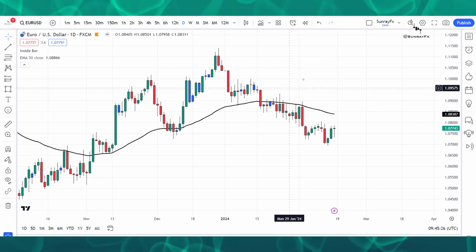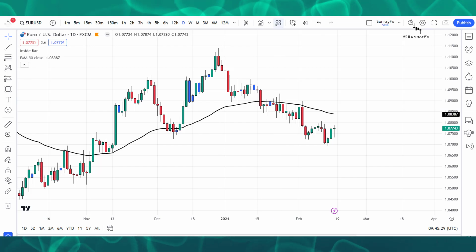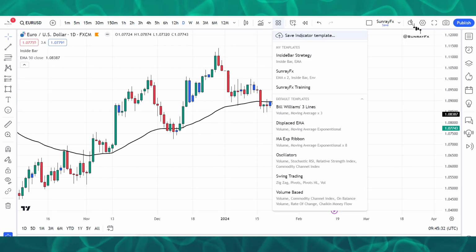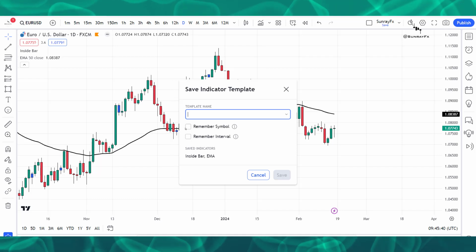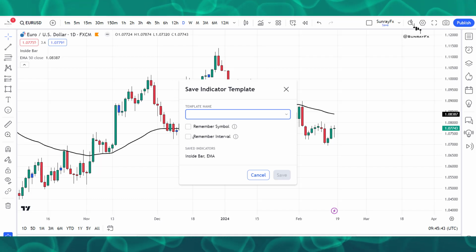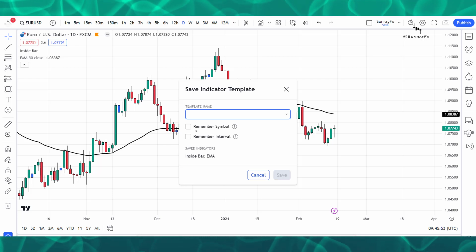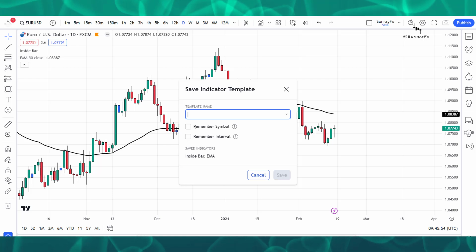Once you are done, just go back to the indicator template, then click on save as, and then put the name that you are going to give it. If you want the template to remember the symbol and the interval, I don't toggle it on. I don't want it to remember the symbol, because if you click this one, every time the chart is going to go back to the symbol you saved on.